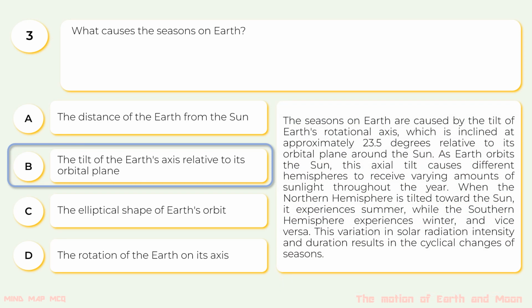The seasons on Earth are caused by the tilt of the Earth's rotational axis, which is inclined at approximately 23.5 degrees relative to its orbital plane around the Sun. As Earth orbits the Sun, this axial tilt causes different hemispheres to receive varying amounts of sunlight throughout the year. When the northern hemisphere is tilted towards the Sun, it experiences summer, while the southern hemisphere experiences winter, and vice versa. This variation in solar radiation intensity and duration results in cyclical changes of the seasons.